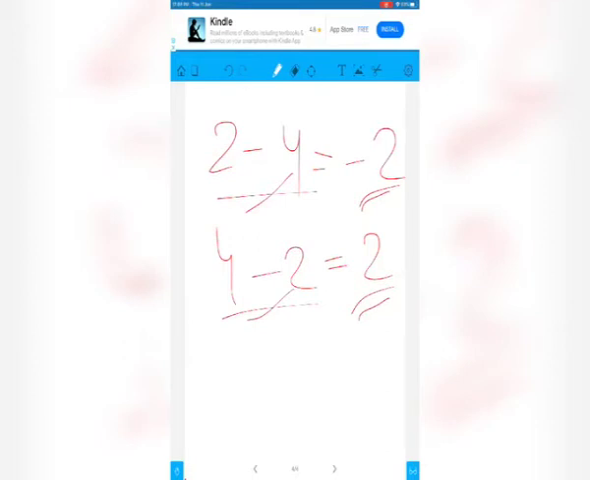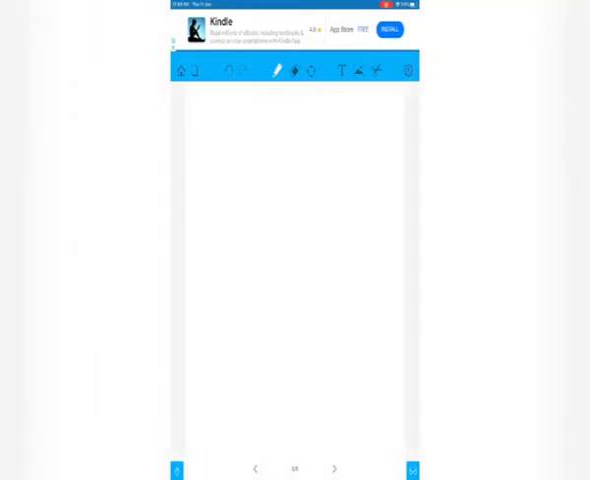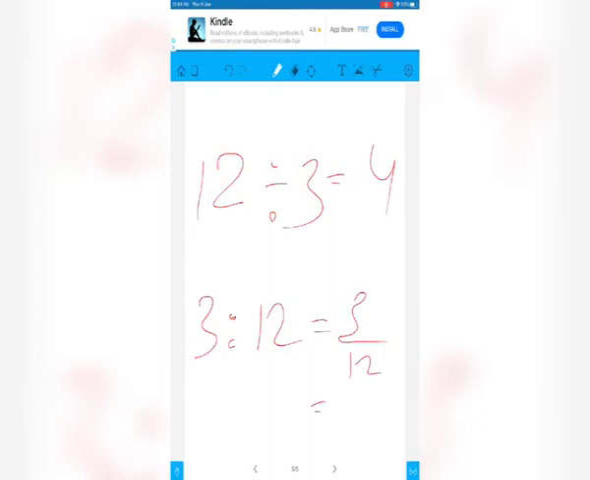Now let's come to division. If I say 12 divided by 3, or if I say 3 divided by 12, is the answer the same? No, you will say the answer over here is 4 and the answer over here will be 3 by 12, that is 1 by 4. So the answer doesn't match. So this property is also not applicable for division. Now let's come to the next topic.